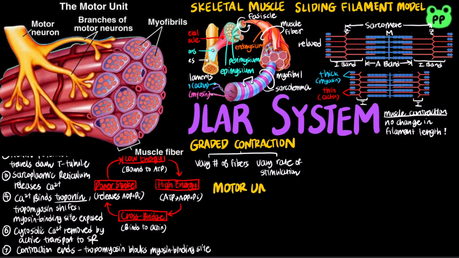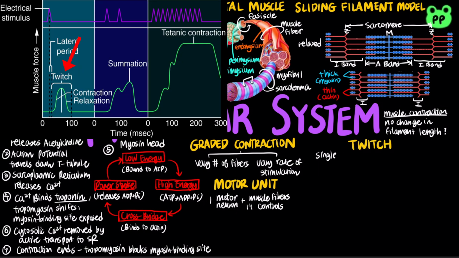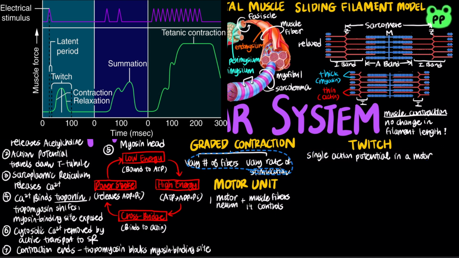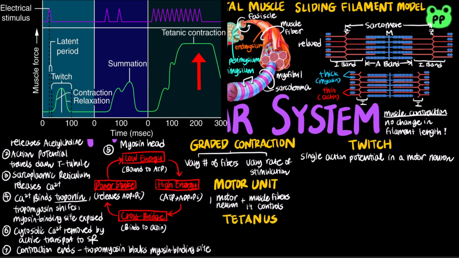Each muscle fiber is innervated by one motor neuron. However, each motor neuron may synapse with multiple muscle fibers. A motor unit consists of a single motor neuron and all muscle fibers that it controls. A twitch results from a single action potential in a motor neuron. More rapidly delivered action potentials produce a graded contraction by summation. Tetanus is a state of smooth and sustained contraction produced when motor neurons deliver a volley of action potentials.